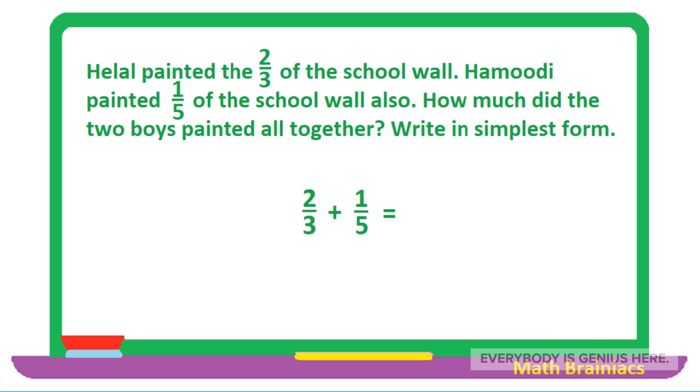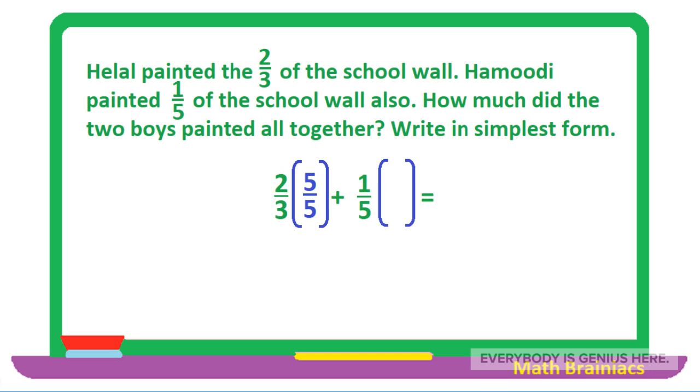have different denominators. So, we're going to multiply the first fraction with the denominator of the second fraction, and it will give us 2/3 times 5 over 5. 2 times 5 will give us 10, and 3 times 5 will give us 15.